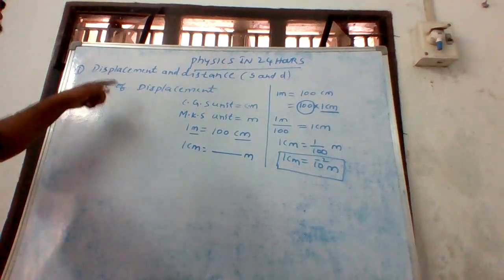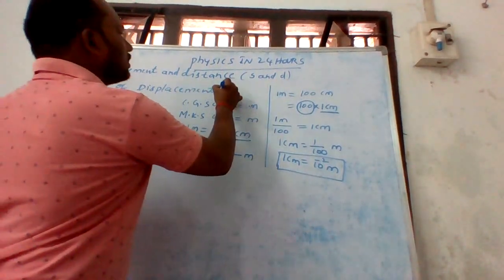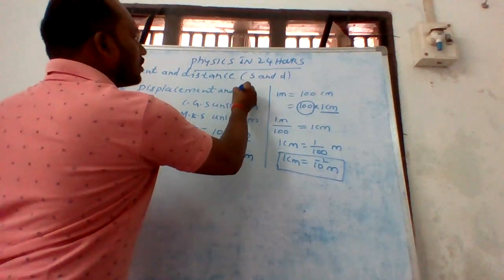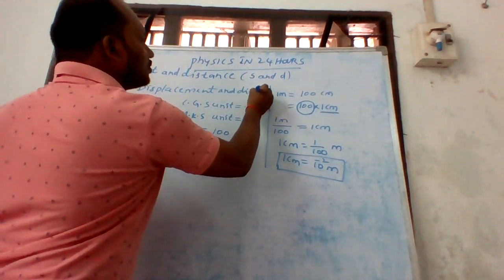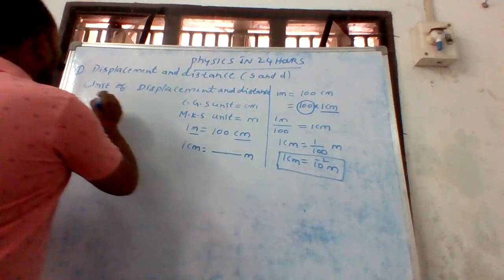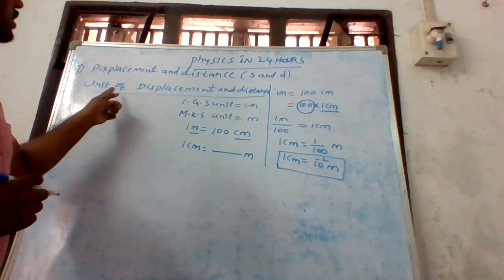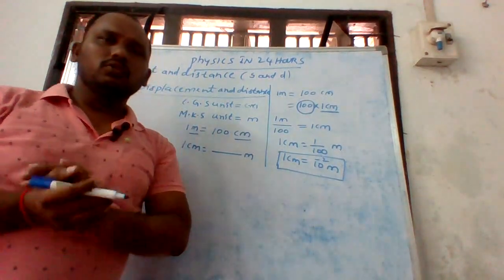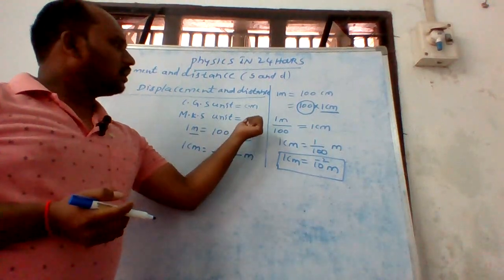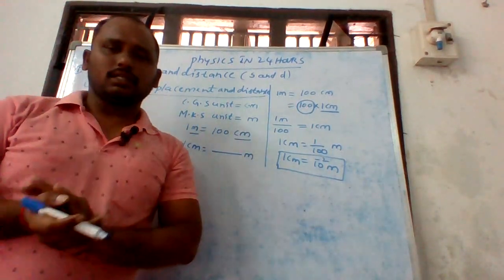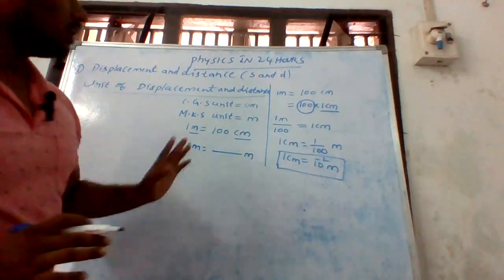Now the units of distance and displacement. Both have the same units only. One is meter, another one is centimeters. I hope you people have understood till now.